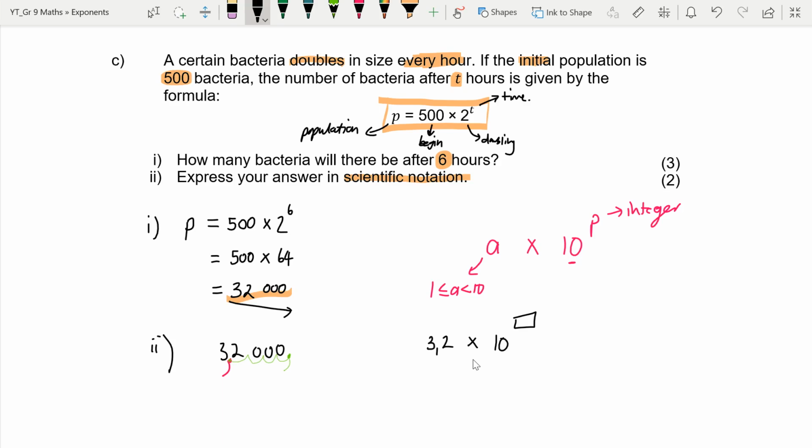Well, we are making a big number, 32,000, a lot smaller. So it will be a positive exponent of how many times did we move the comma? 1, 2, 3, 4. 4. 10 to the power of 4. Let's see if that works. Let's just quickly do a double check. If I've got 3,2, and I times that with the 4 zeros, 1, 2, 3, 4, then I will get 32,000. Yes, so that works. And there we wrote it in scientific notation.